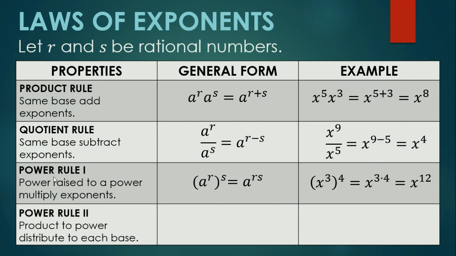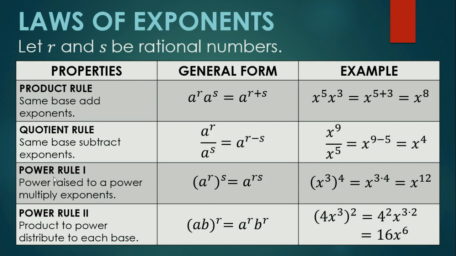Power rule 2, so product to power, we distribute to each base. So, a times b raised to r is equal to a raised to r times b raised to r. Example, we have 4x cubed, ni-raise siya into 2. So, i-distribute natin yung exponent na 2. We have 4 squared times x raised to 3 times 2. So, simplifying further, we have 4 squared is 16. And x raised to 3 times 2 is x raised to 6.